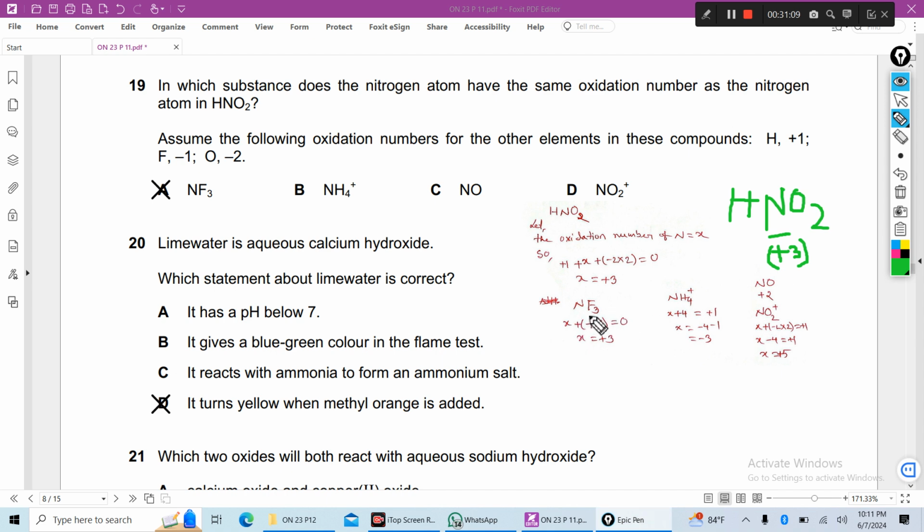So in NF3, nitrogen is X, fluorine is minus 1 times 3, equals 0. If you calculate, you will get X equal plus 3, meaning nitrogen oxidation number is plus 3. So here nitrogen plus 3, here plus 3. That's why this is the answer. In the ammonium ion, you will get minus 3. Here nitrogen is minus 3. Here in NO, nitrogen is plus 2. Here in NO2, nitrogen will be plus 5.